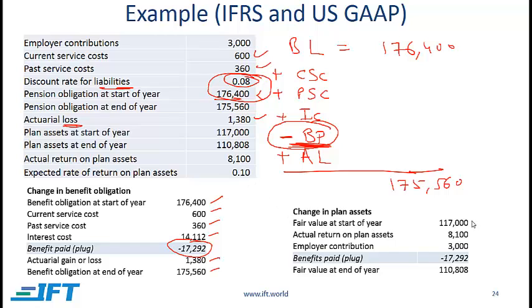Another way of calculating the benefit paid is through the assets. Initially, the fair value of assets is this much. We are given the actual return, which is increasing the value of assets. The employer contribution number is shown, so that also increases the value of assets.